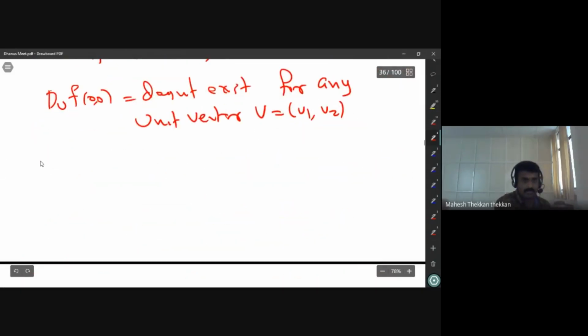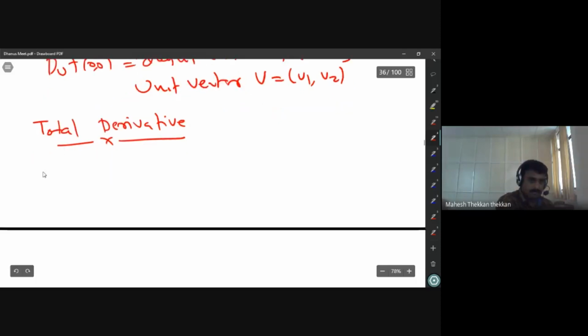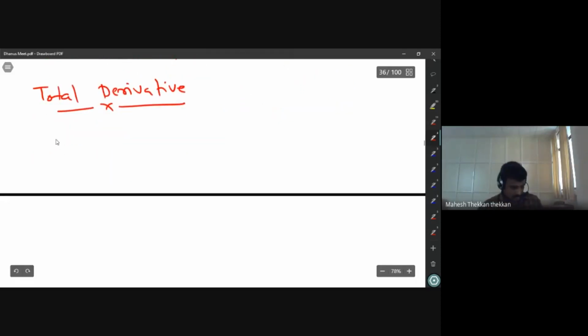Now I just wanted to go to the concept called total derivative. After that we will do some problems. Total derivatives. Okay. So let me recall the concepts you have learned in the single variable case. I will extend that definition to the two variable case. We need some trick for the extension.